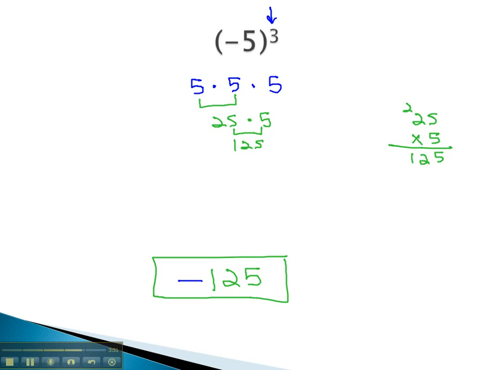And so we can see quite nicely that when working with negatives and exponents, an odd exponent will make the answer negative, and an even exponent will make the answer positive.